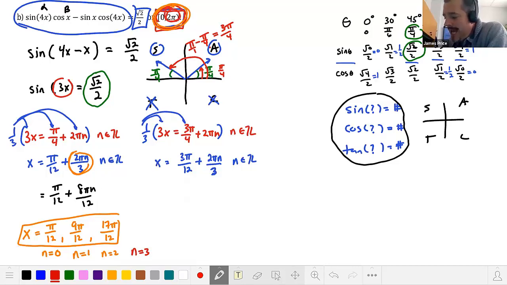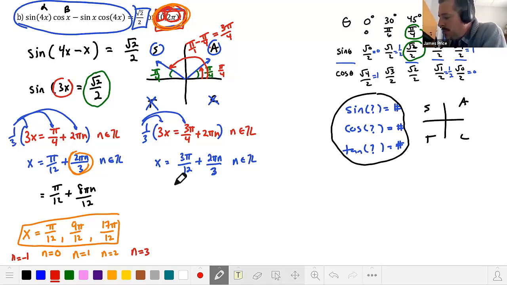And of course, if n is negative 1, so if you think, well, maybe I should work backwards too, which is not a bad idea, but if n is negative 1, you get minus 8 pi over 12. If you add pi over 12 to minus 8 pi over 12, it's negative, which is too small. You have to stop at 0. So it's outside the 0 and 2 pi bounds. So those are your 3 answers.